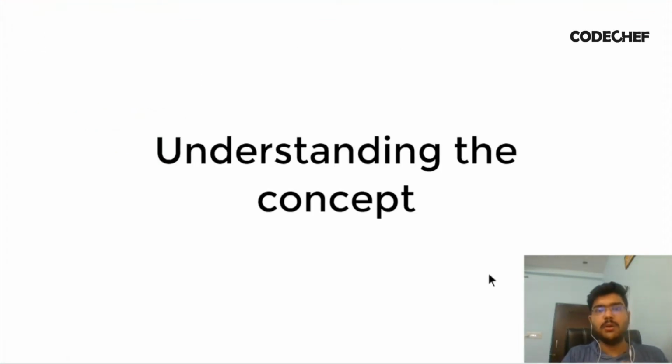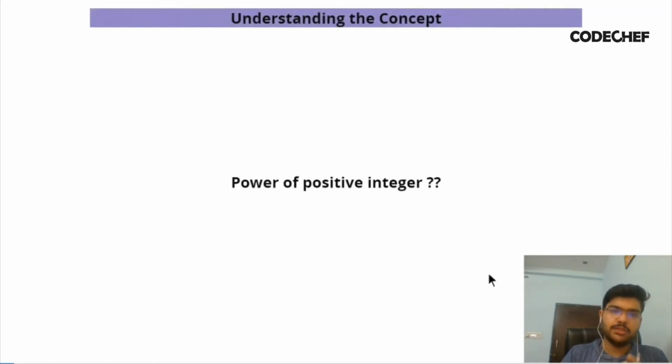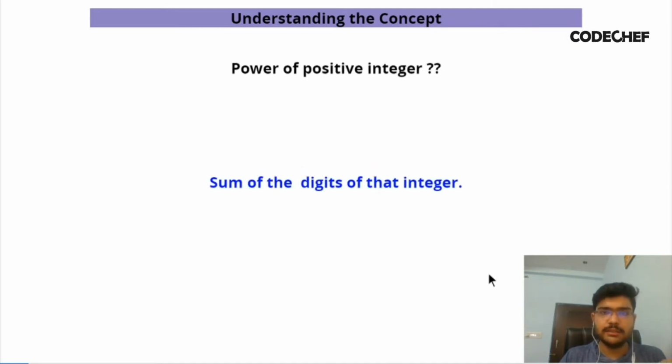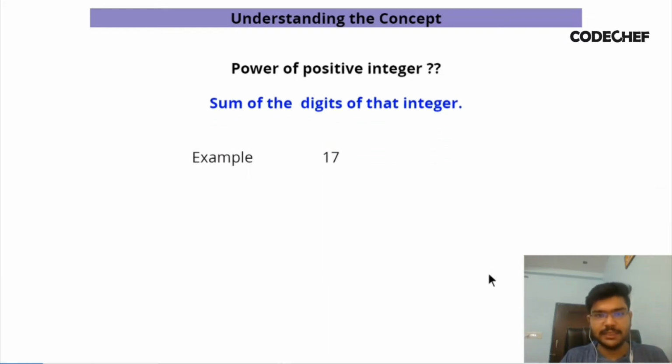Now let's try to understand the concept of the problem, guys. If you are not clear on what the power of a positive integer defined in the problem statement is, let's take some examples. The statement says that the power of a positive integer is the sum of the digits of that integer. If we have 17, the digits are 1 and 7. We add these two numbers and the power of 17 becomes 8.